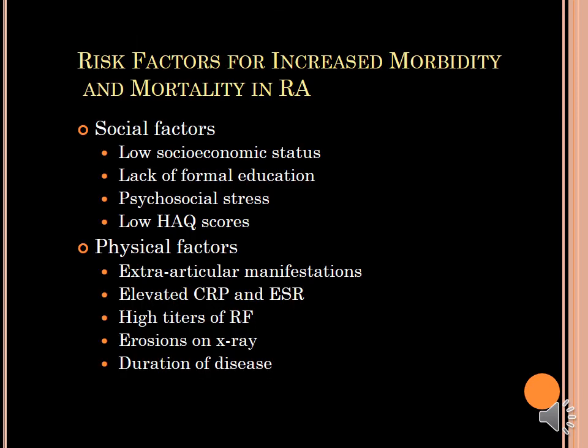Risk factors for increased morbidity and mortality in RA. Social factors: if RA occurs in low socioeconomic status, the disease has a relatively poor prognosis due to multiple factors, if the disease is not properly managed, or if the patient has psychosocial stress, low IQ score, or lack of formal education. Regarding physical factors, extra-articular manifestations, elevated CRP, high titers of rheumatoid factor, erosions on X-rays, and duration of disease are all bad prognostic factors in rheumatoid arthritis.